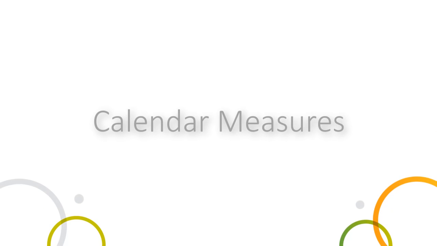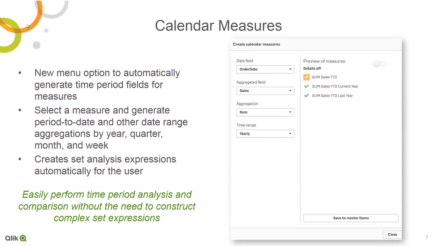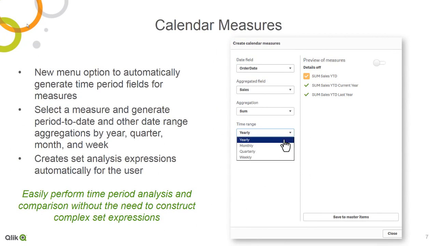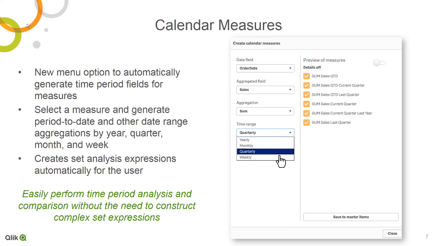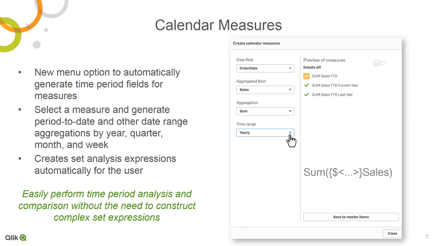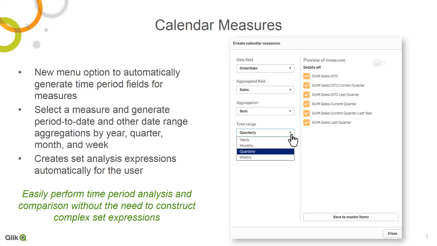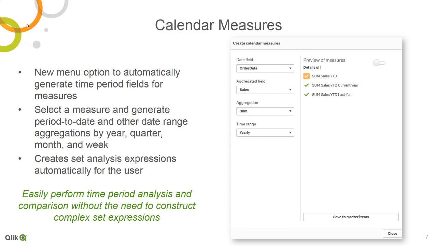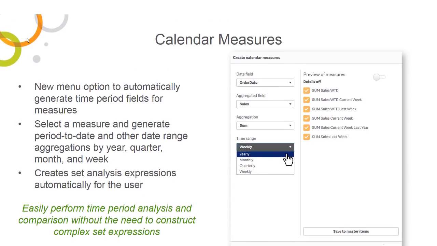The next thing that's new in Qlik Sense 3.2 is something we call calendar measures. And this is something I'm sure you're going to be very excited about. Calendar measures allow you to easily add time period metrics to your analysis without the need to create set expressions. This will work with your existing date fields, and you can create metrics that support various time periods, such as year to date, month to date, quarter to date, etc., as well as looking at current and last time periods. The set expressions are actually created automatically, and they're added to your master library, making it easy to create more advanced governed time period metrics.